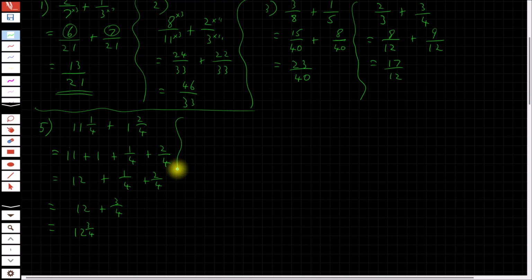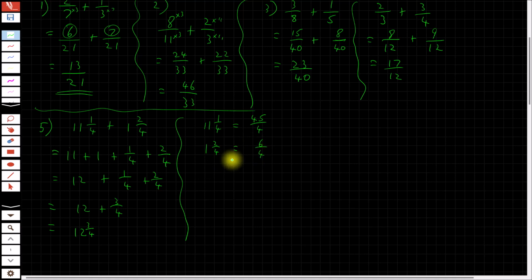That is one way to do this problem. The other way is to convert the problem into improper fractions. So each mixed number gets converted into a fraction. So 11 1/4 is equal to 4 times 11 is 44, plus 1 is 45, so 45 over 4. And 1 2/4 is equal to 4 times 1 is 4, plus 2 is 6, 6 over 4.